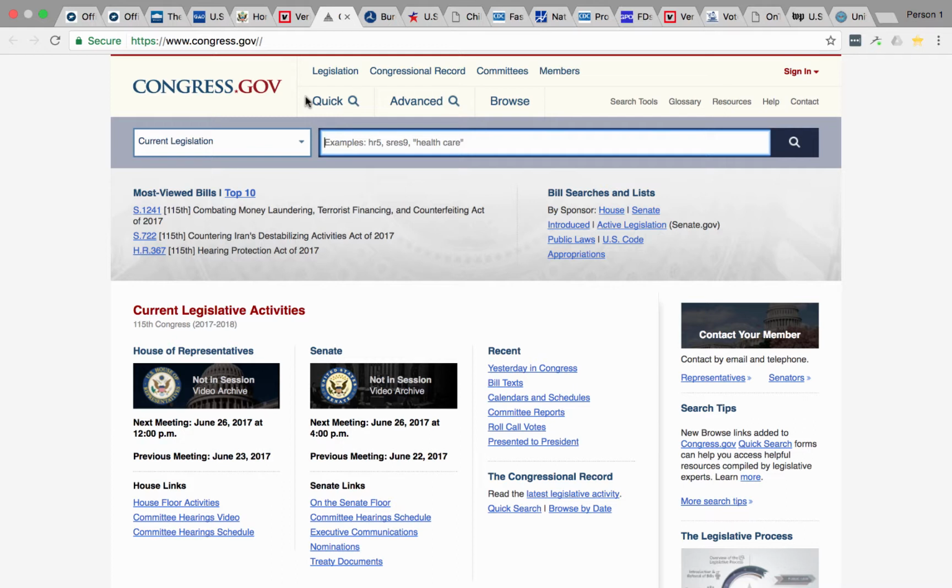www.congress.gov. Here you can look at various bills that are being advanced through Congress. You can see where they stand, what committees are contemplating the issues. You can also find links to various members here, various committees, and also the congressional record, which keeps track of all of the events that are going on in Congress.